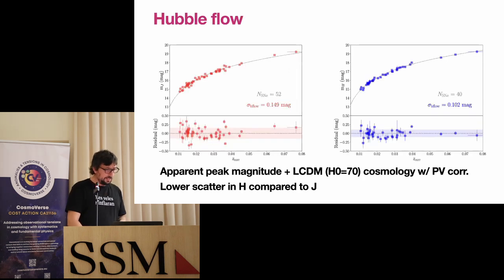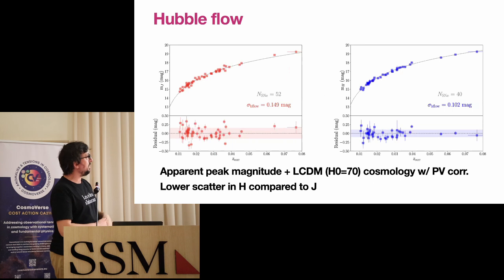In the Hubble flow, from 27 originally, we were able to include some more, to 52 in J and 40 in H. You see the scatter is comparable to Type Ia supernovae in the optical with the standardization. This doesn't have any standardization. This is the peak magnitude as it is, around 0.15 in J and around 0.1 in H.